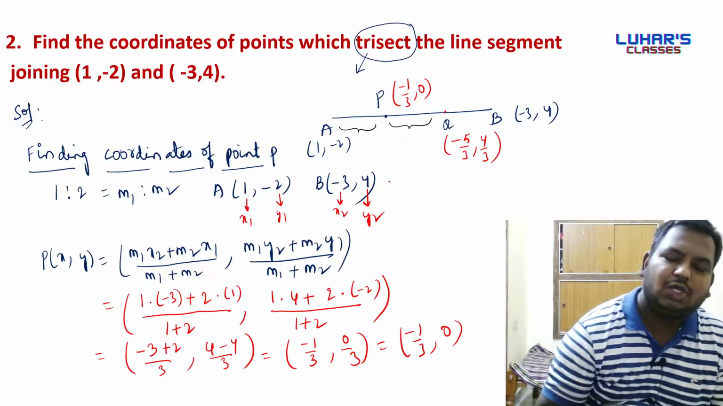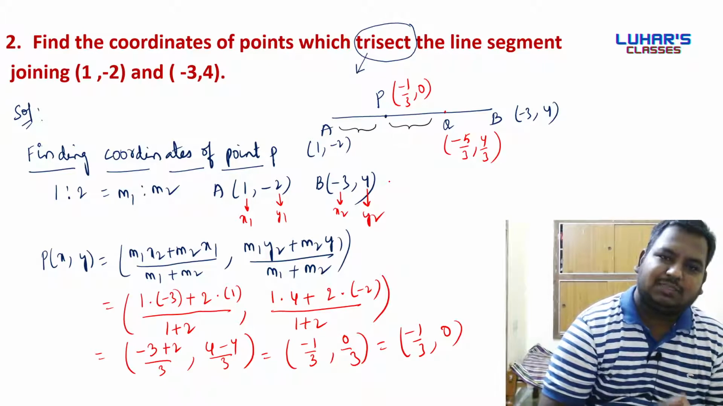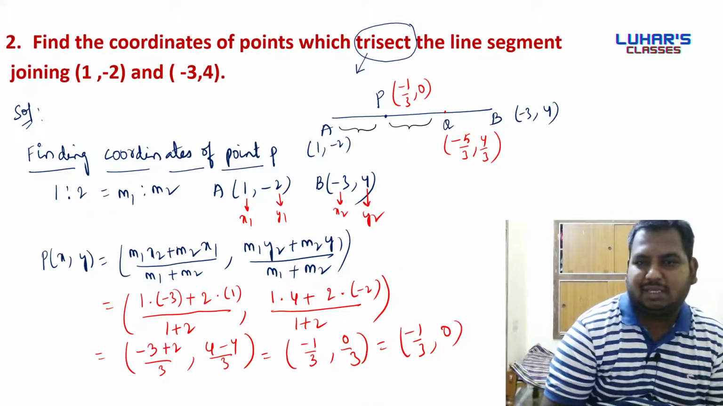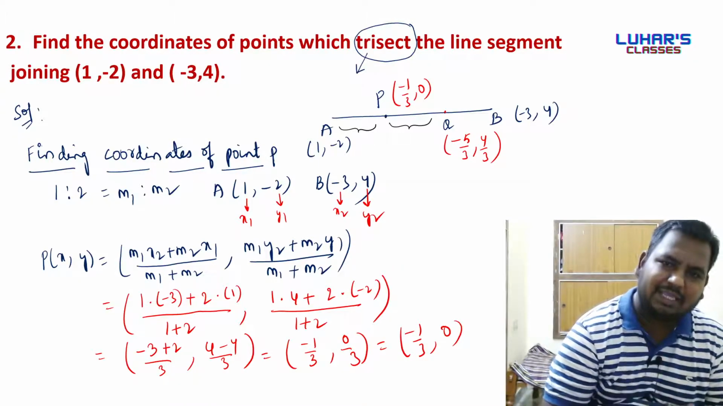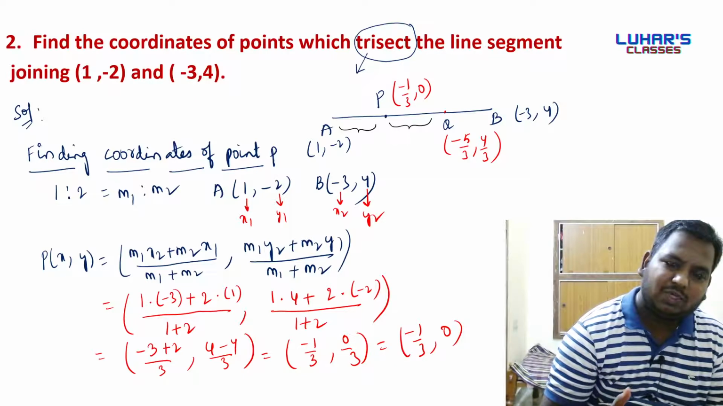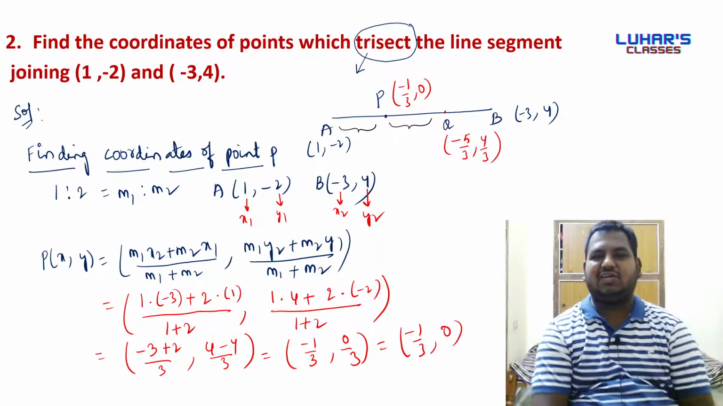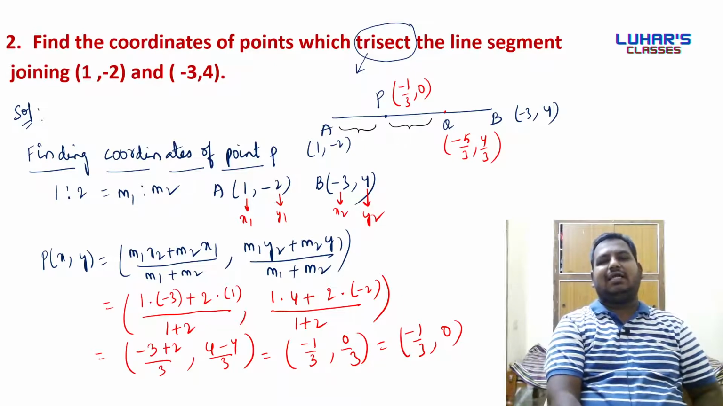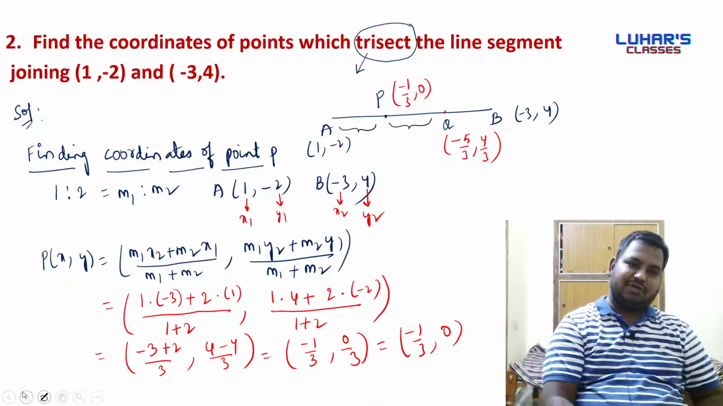Done. So these 2 points, point P and point Q, are going to divide the line segment AB into 3 equal parts. The point P and the point Q are going to divide the line segment AB into 3 equal parts. So we can say that P and Q are points of trisection.